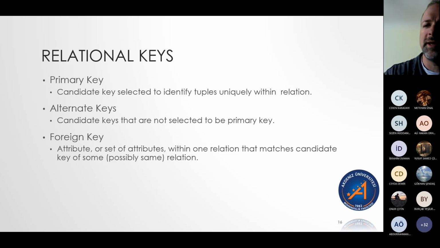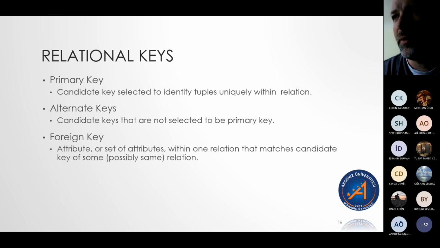So alternate keys would be any candidate key that isn't used to be the primary key, because we can only have one primary key, where there's only one thing that we're going to say is what we use to uniquely identify a row in this table.